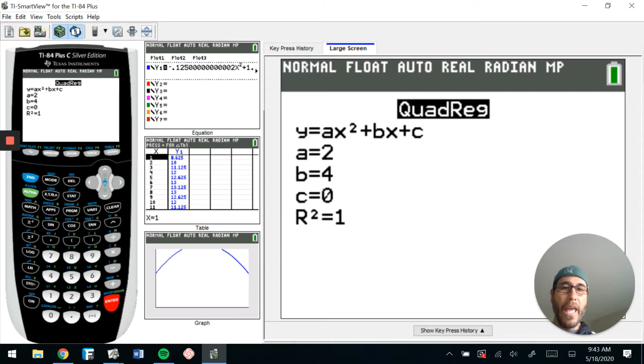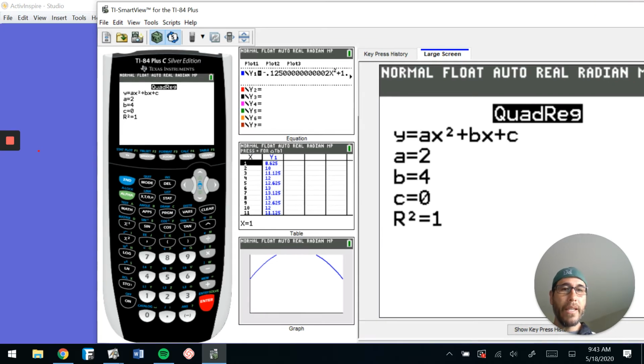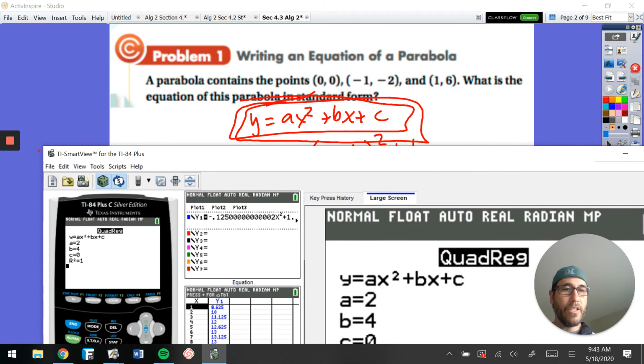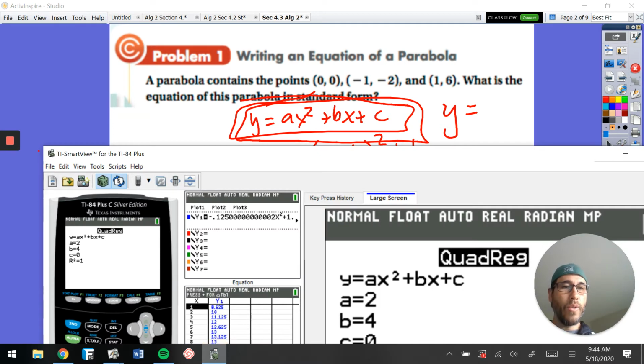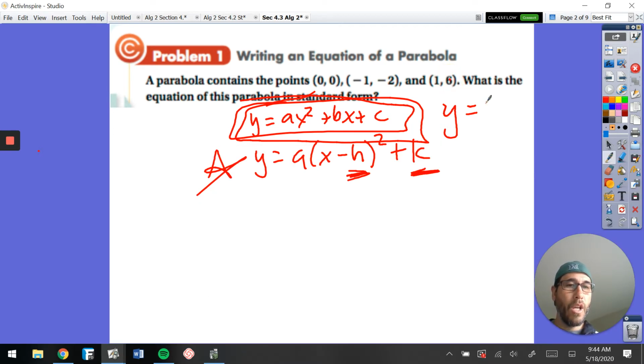It says y equals ax squared plus bx plus c. Okay, I can't write on this screen. So back here, that just means, class, that a is 2, b is 4. So it would be y equals, what was it again? A was 2 and b was 4 and c was 0. So it would be 2x squared plus 4x plus 0. Obviously, I don't have to write that 0 in there.